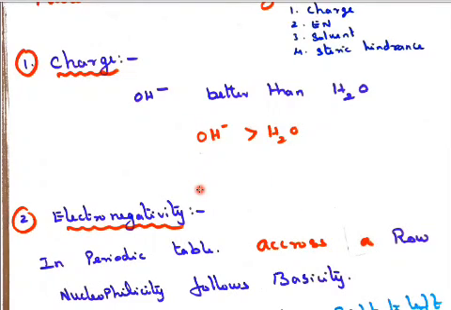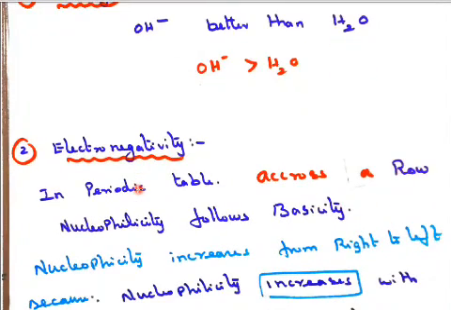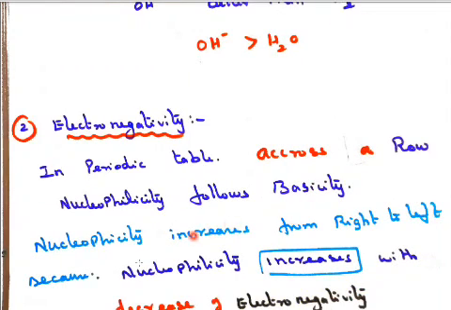Next is electronegativity. I told you that from left to right, the electronegativity is increasing. Fluorine 4.0, chlorine 3.0, bromine 2.8, and iodine only 2.5. Coming across the row: lithium 1.0, beryllium 1.5, boron 2.0, carbon 2.5, nitrogen 3.0, oxygen 3.5, and fluorine 4.0. So from left to right it increases, and from top to bottom it decreases. Electronegativity in the periodic table increases from left to right and decreases from top to bottom.